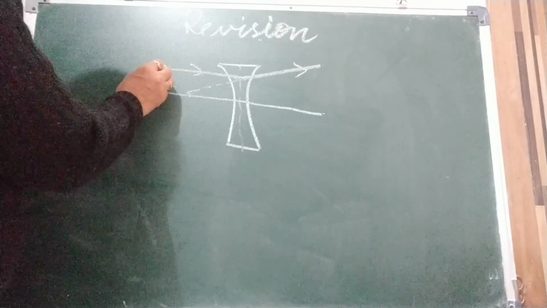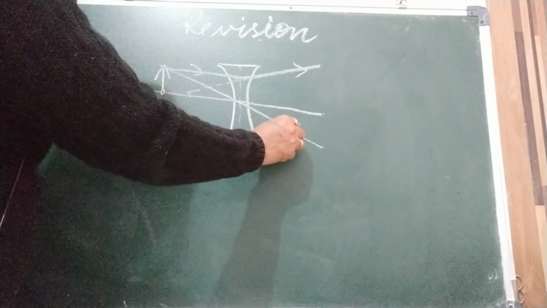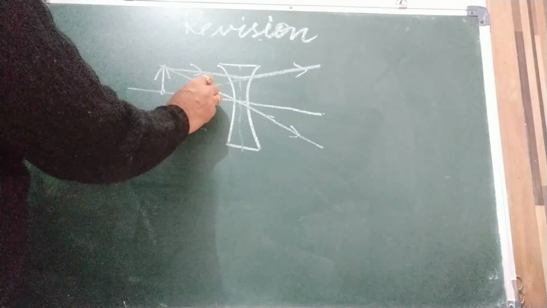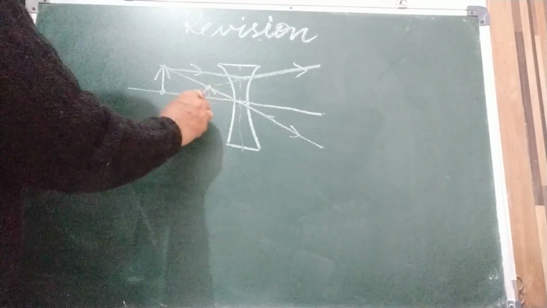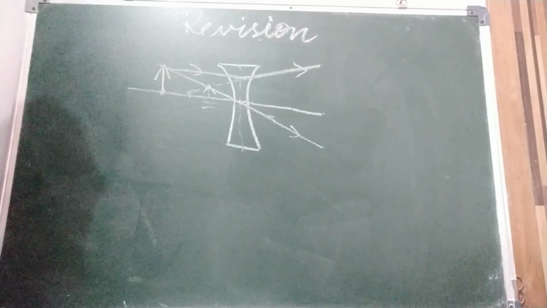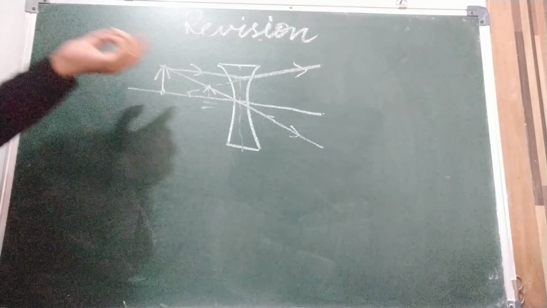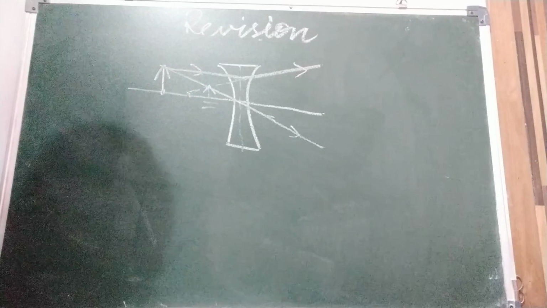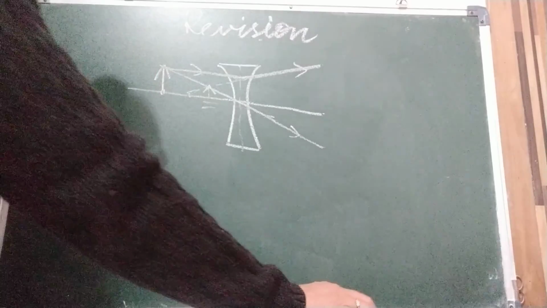The other ray will pass through the center, and we know the center ray goes straight. Here these two cut each other, and we find a very small image. Children, wherever we keep the object, in any position, we always get a very small image. Why? Because it is a diverging lens.